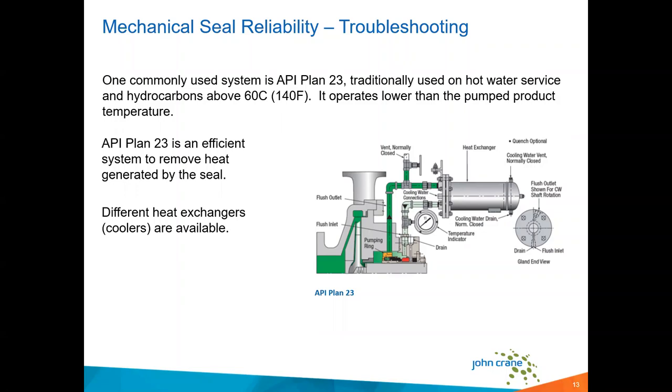And Plan 23, we would traditionally use on hot water service and hydrocarbons above roughly 60 C or 140 F. What this does is allow the seal environment to be conditioned and operate lower than the pump product temperature. So this will allow us to have a good environment for the mechanical seal by lowering the temperature within the seal chamber. And obviously for those fluids that are close to their vapor pressure point, it moves them away from that. The amount of heat that's removed with the Plan 23 is really dependent on the design of the heat exchanger. In addition, positioning and orientation, together with some type of optimized internal circulation device, which is often called a pumping ring in industry terms, really determines the effectiveness of removing the heat generated by the mechanical seal.